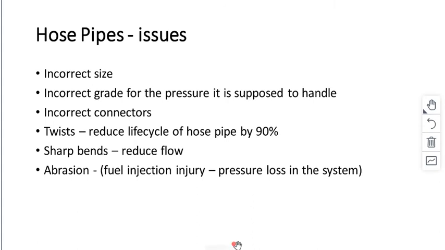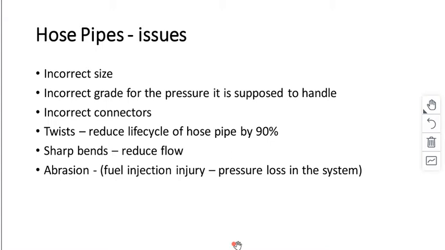Okay, hose pipe issues. So you've got incorrect sizes. The problem can be that you've got a hydraulic system and you increase the pressure to a level the hose pipes are not made for. So they will go down quite early and below their lifespan. Incorrect grade for the pressure it is supposed to handle.